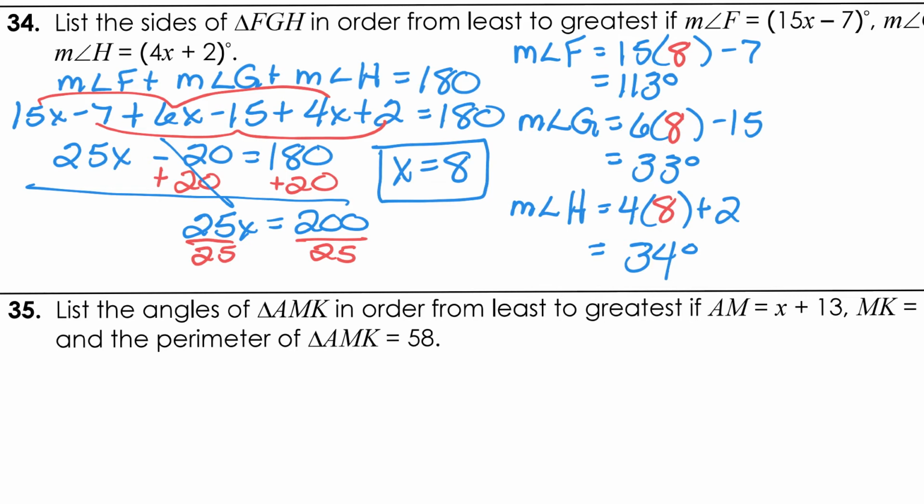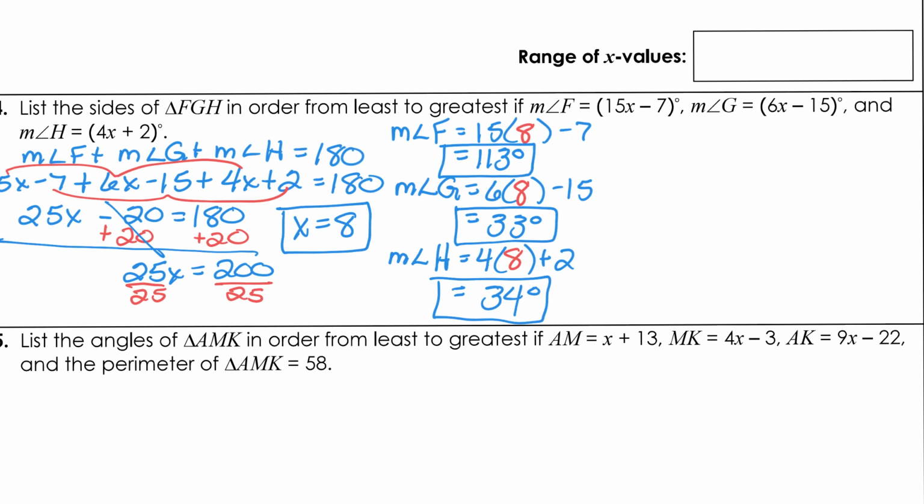All right, so we found the value of each angle: 113 degrees, 33 degrees, and 34 degrees. And if you were to add these all together, they should equal 180 degrees, which they do. So let's list the sides of triangle FGH in order from least to greatest. Let's use the information of these angles that we have.